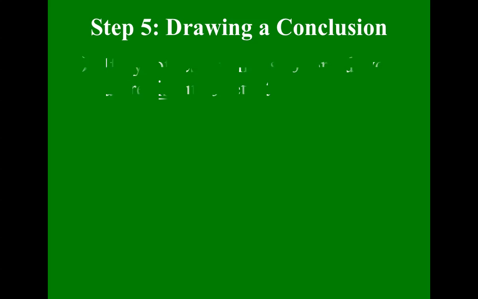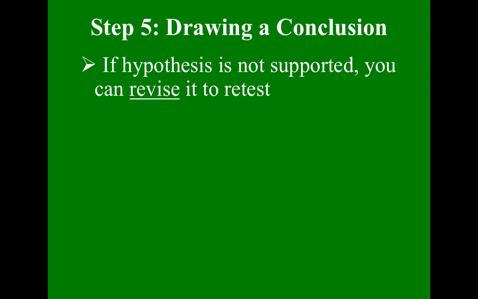If your hypothesis is not supported, you could propose a revised hypothesis that you would test with a different experiment. You don't have to outline the entire experiment, but you just need to say, this would be the hypothesis I would test further or next time.